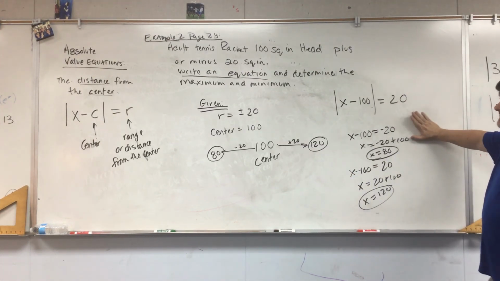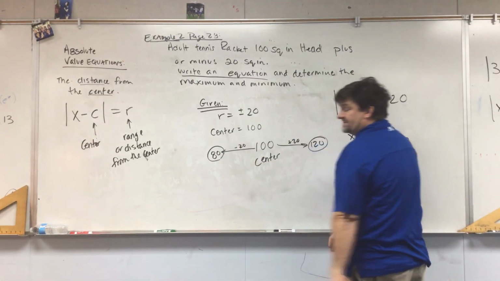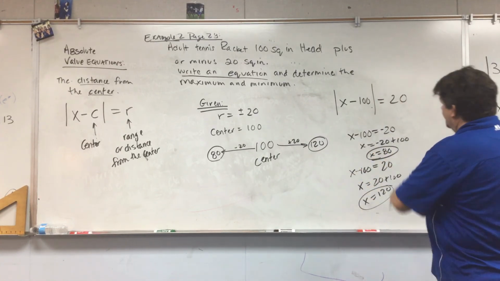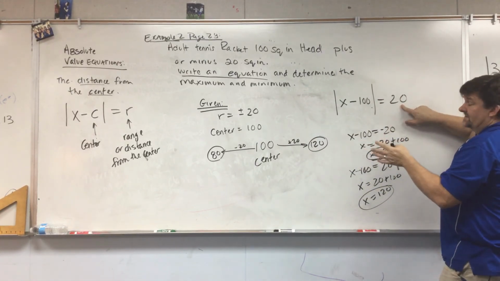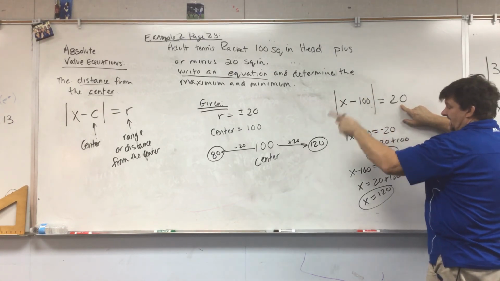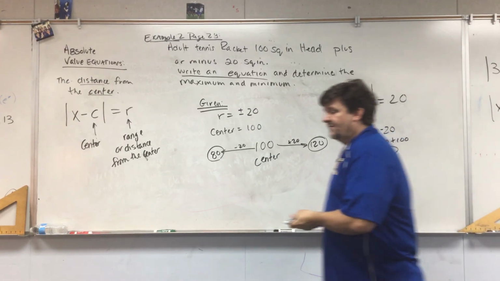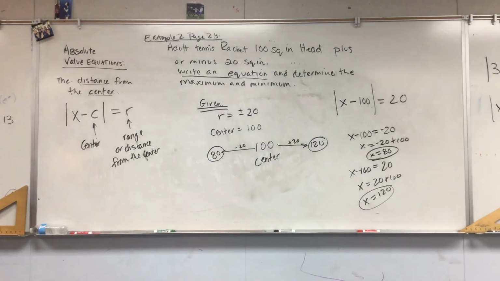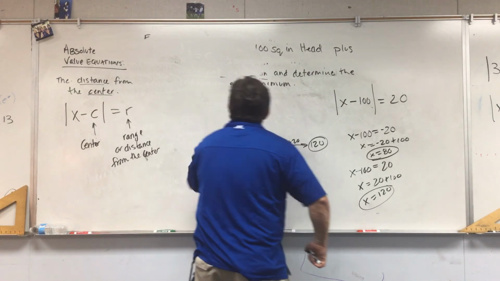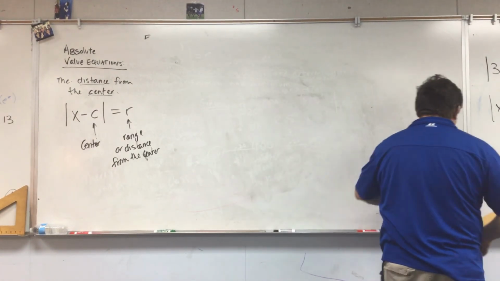So the idea behind absolute value is there's a distance to the left and there's a distance to the right. It's the distance from 0, or not 0, from the center. The distance from the center of this equation is 20. 20 to the left, which is negative, and 20 to the right, which is positive. So if we just take that concept and apply it, we have what is going to be our basic setup for absolute value.